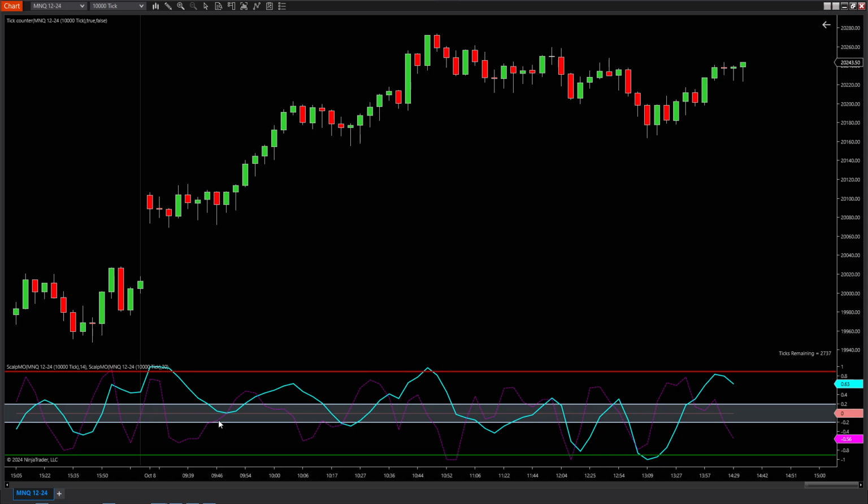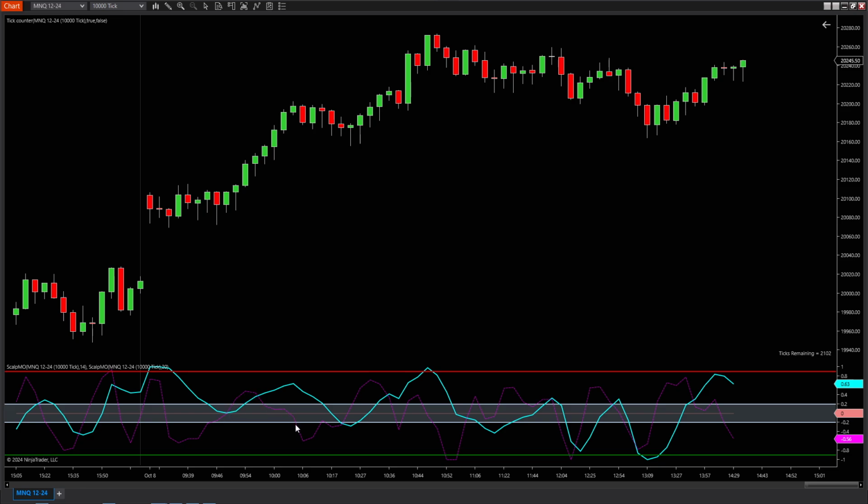All right, let's get to the action. This is for October 8th, 2024. The first key entry happened when the purple line crossed above the zero line, and you could see the wave line tilting up.